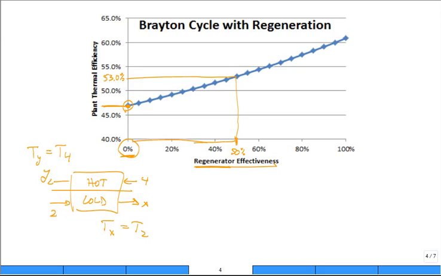I'll have to check that. But you can see that there's a dramatic increase as the regenerator effectiveness goes up. And that's not a small increase. You're looking at over 10% improvement. So it pays dividends to have a very good heat exchanger there. It pays great dividends.